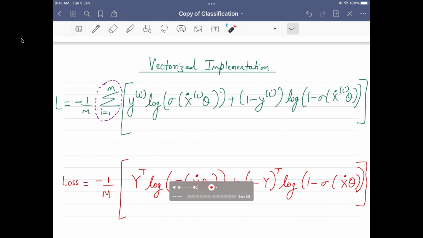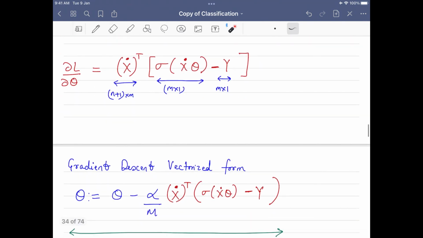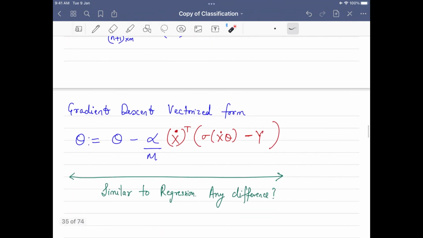Okay, so this is basically the derivative of the loss with respect to theta that we have calculated here, and you can see it's a vectorized implementation, and we got the corresponding thetas which are similar to the regression setting, but the only difference is this sigma is there, and then y is actually limited to either 0 or 1.